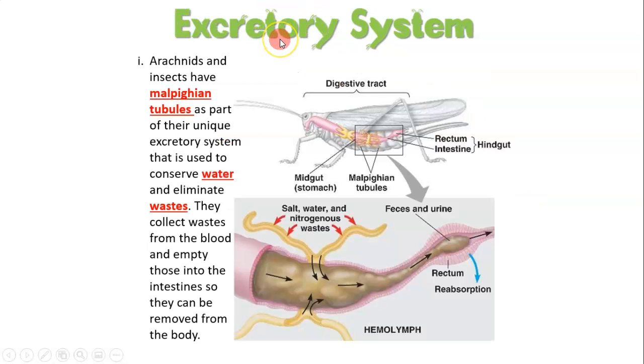Now, they also have an excretory system. So arachnids and insects have Malpighian tubules as part of their unique excretory system. And it's unique. It's used to conserve water and eliminate waste. They collect waste from blood and empty that waste into the intestines so that water can be removed from the waste before the waste is removed from the body.